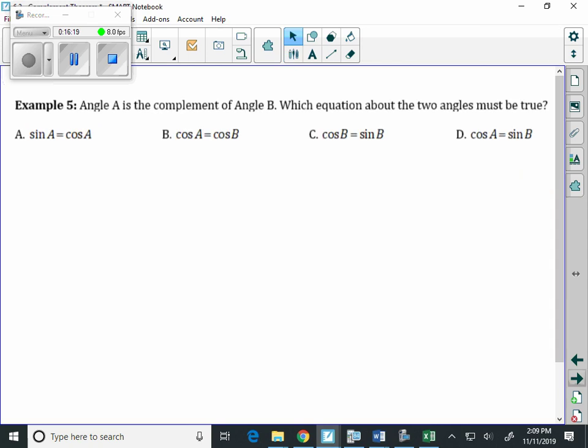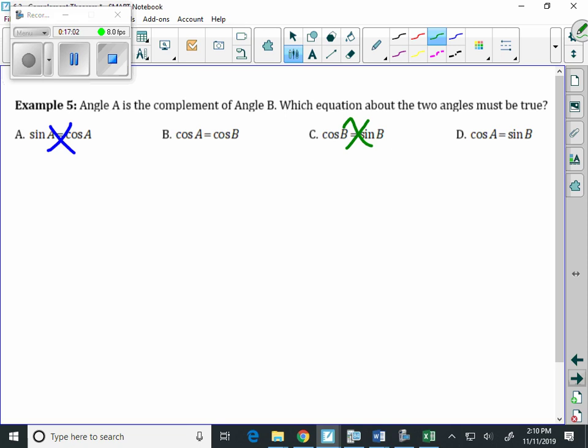Finally, a potential OST question, which doesn't look like it's very tough, but again, think of it from the perspective of: you know it now in the unit, are you going to know it when it's mixed up with everything else? As we look at this one, it says angle A is the complement of angle B. It says which equation about the two angles must be true? Well, first of all, sine of A equals cosine of A. Can't have the same angle. It's not going to be that one. Same thing here, cosine of B, sine of B. Can't have the same angles.